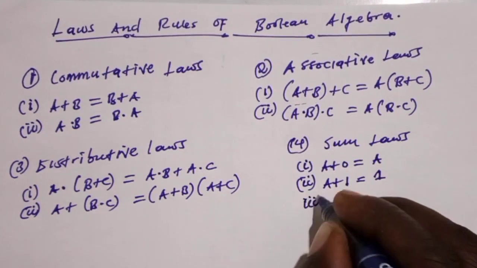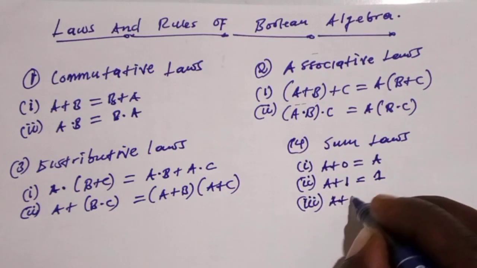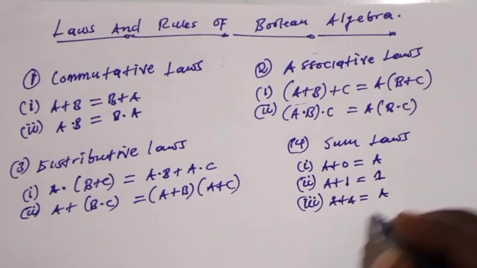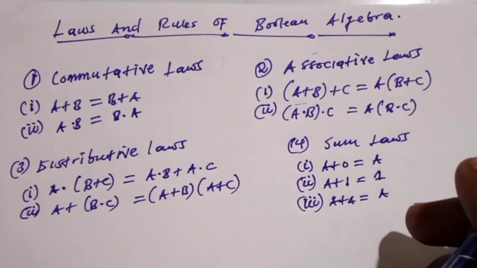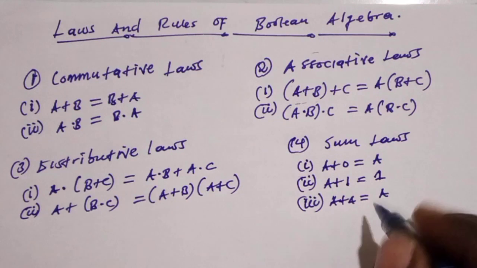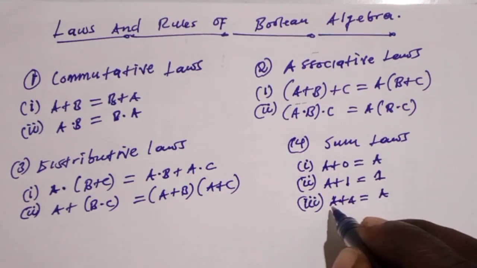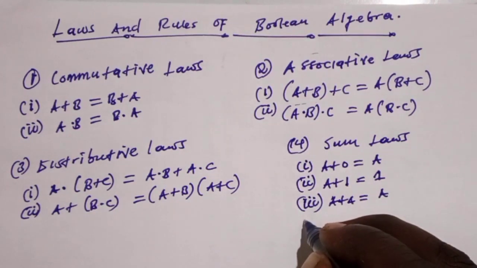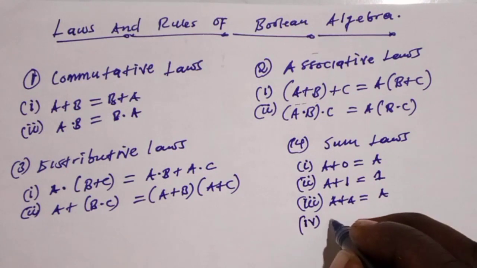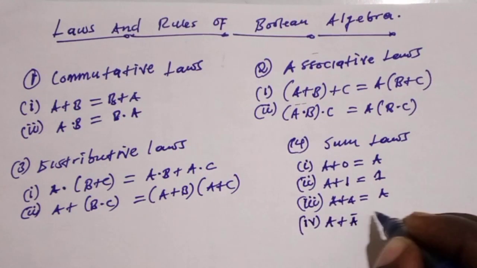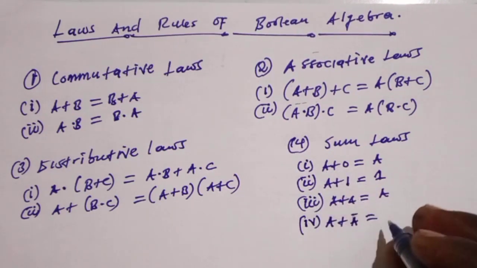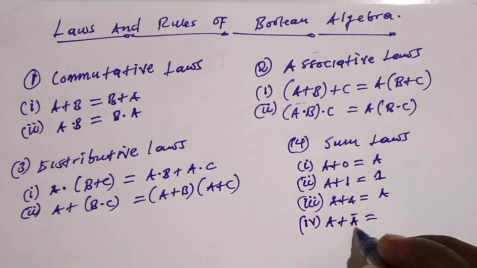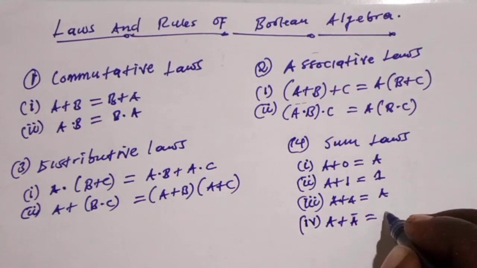So for Roman numeral 3, if you have A plus A, this should be equal to A. Don't say that A plus A is equal to 2A, because in Boolean we only deal with zeros and ones. Whenever you are adding 1 plus 1, the answer is 1. So even here it means the same: A plus A is A. Then for Roman numeral 4, if you have A plus A bar, A bar means not A, which means our answer will be 1.